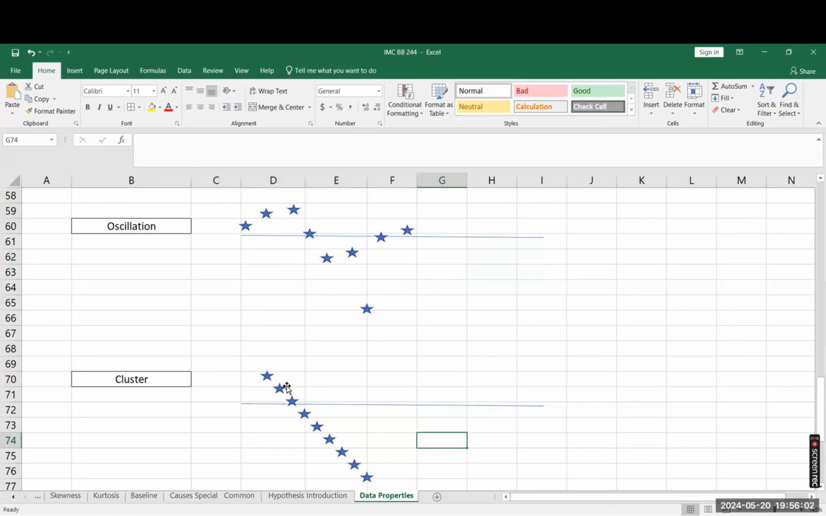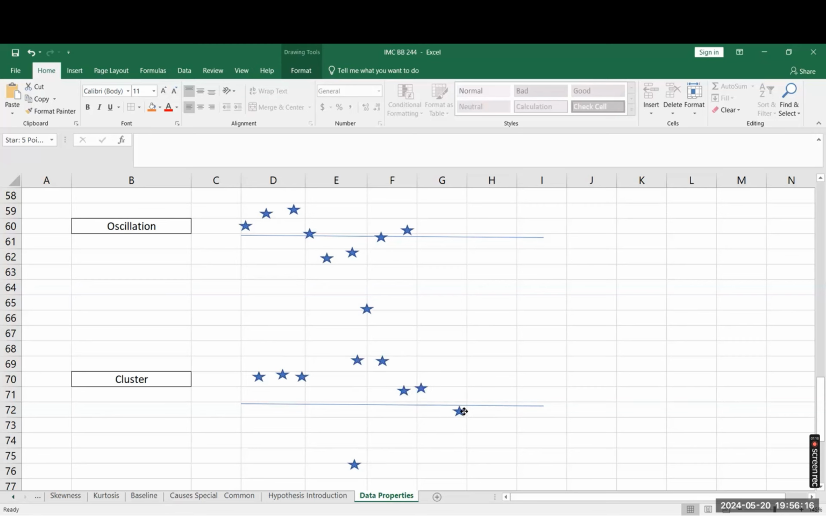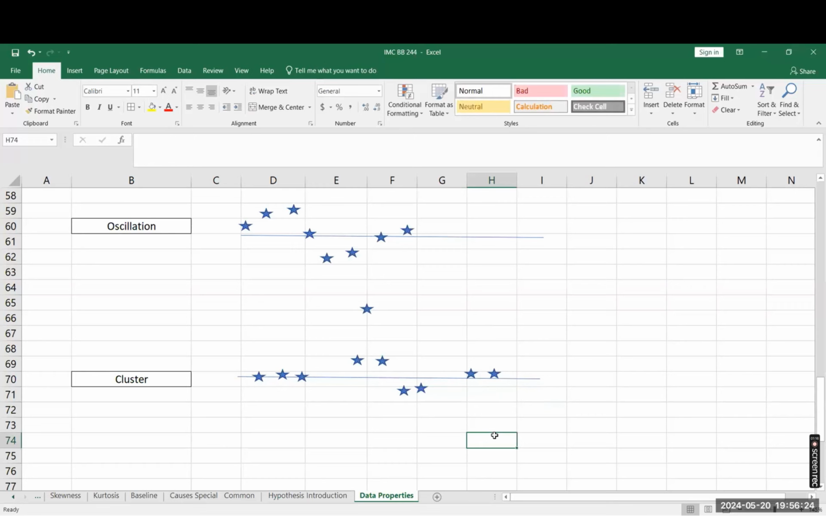Cluster means data is coming in the group. Maybe the one group is here. Maybe another group is created here, like this. Maybe the third group is sometime here, or maybe another fourth group, like say here, like this. So if such kind of groups your data is making, coming at a specific group, at a specific place, then this is called cluster.